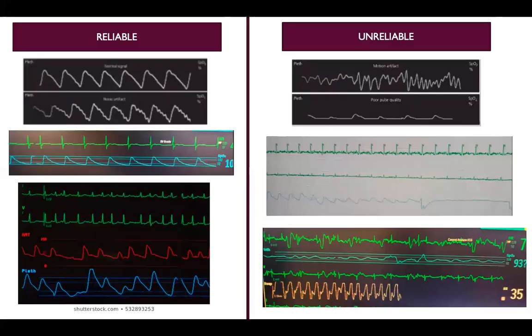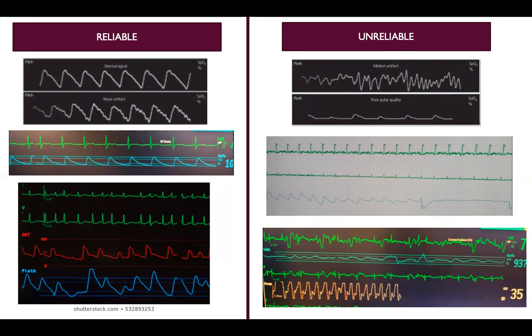So what I mean by waveform. I have a lot of examples of different waveforms here, and the reliable ones are going to be on the left side of the screen and the unreliable ones are on the right. Just starting off with your basic pulse ox, this is a nice, good waveform here. It's regular. There's a little bit of noise artifact, so it's a little shaky, but you still see the good waves here.